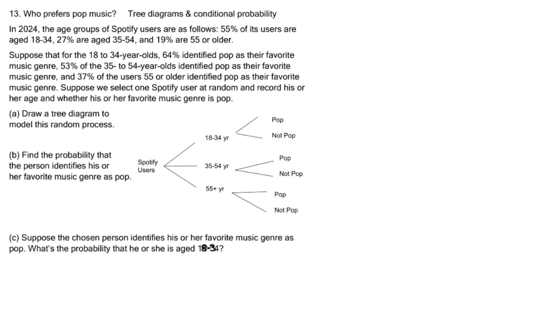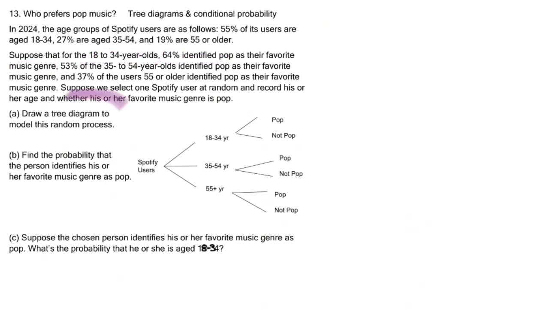Who prefers pop music? In 2024, the age groups of Spotify users are as follows. I'm not going to read all of these off because we are about to fill in a bunch of this right here, so let me just skip down. You have multiple categories of users and the age groups given right there. And then it tells you that you have separate percentages within those age groups for what their favorite music genre is going to be.